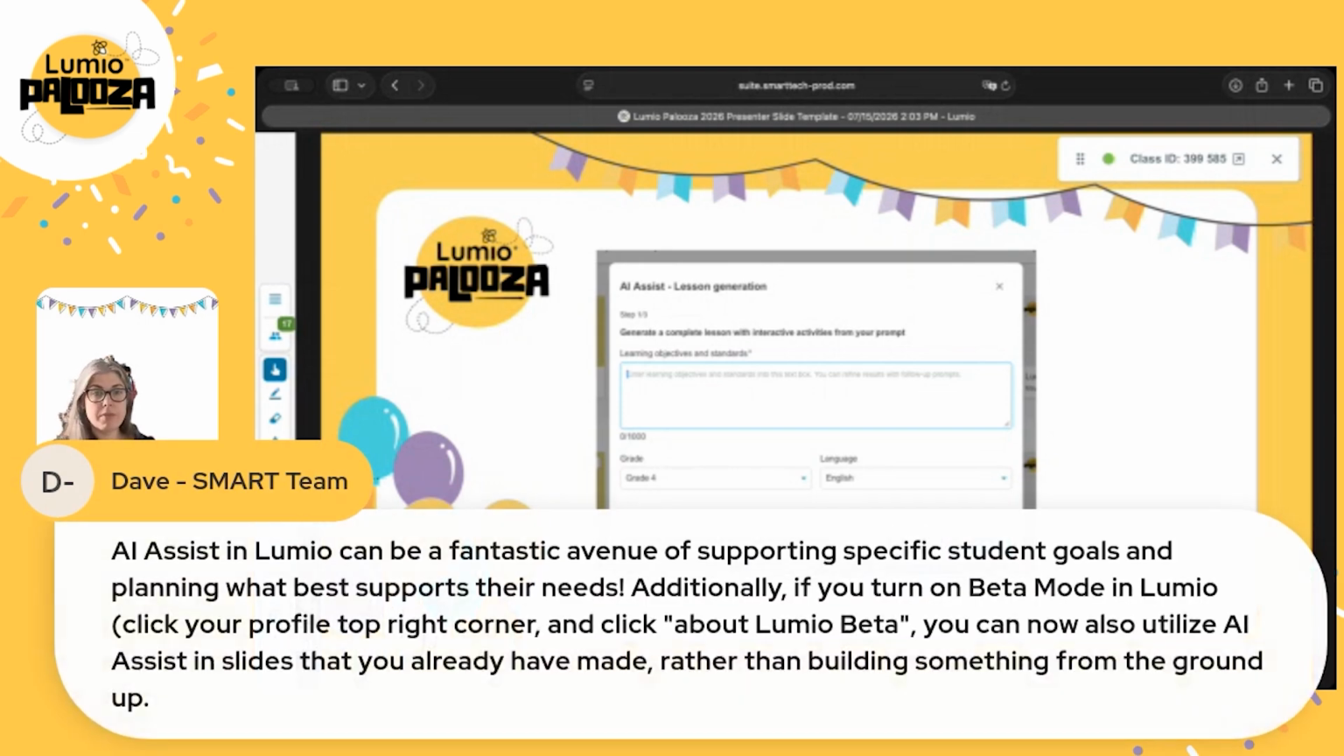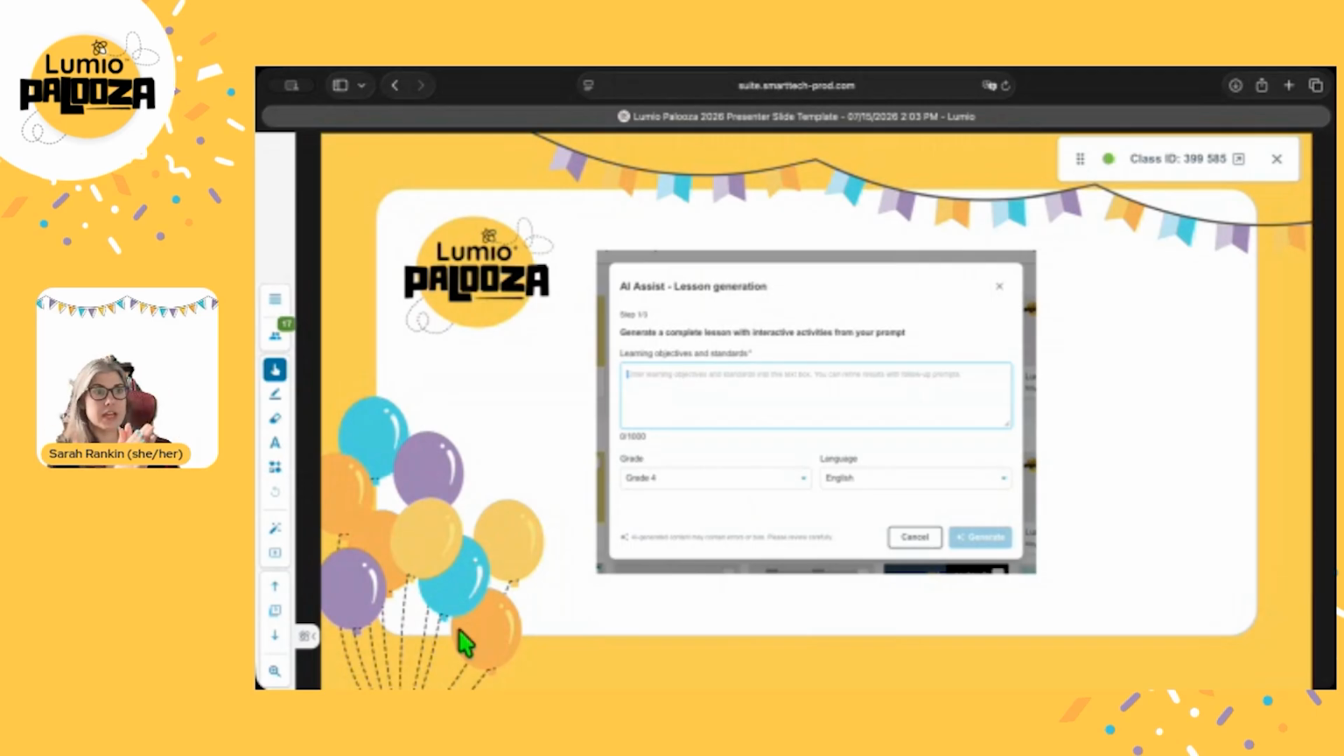And then from there, you can choose grade level, language, whatever else you may need, and that will get you started. So really encourage you to check that feature out as part of that first step in your backwards design journey. And I'll just pause there for a second in case there are any questions.